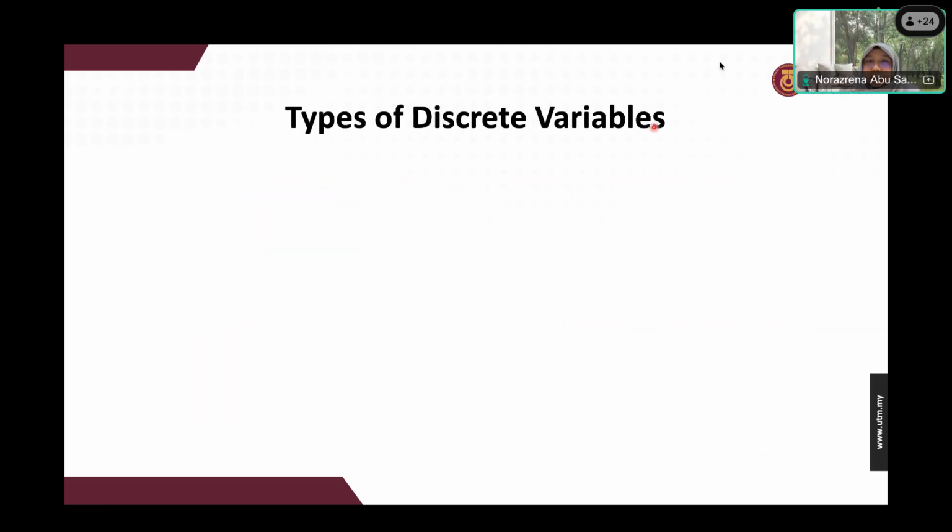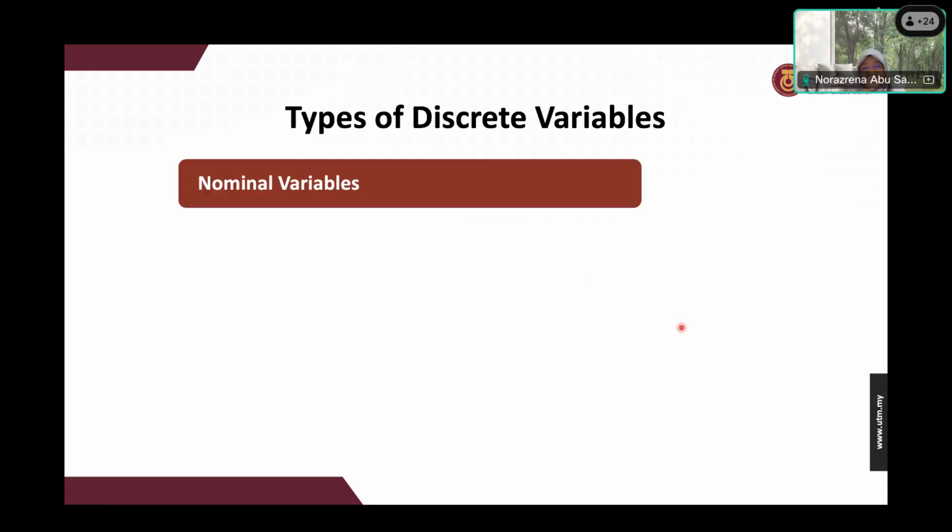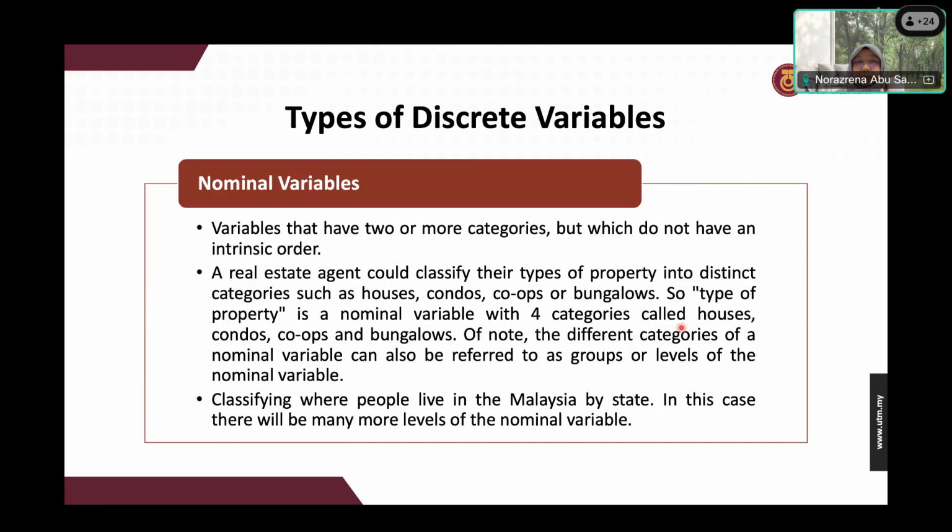Okay, this is types of discrete variables. There are two types of discrete variables. The first one is nominal. Nominal, just like its name, names. We name it blue, green, yellow, that's for colors. Or the country: Malaysia, India, Singapore, China. We cannot sort it. We cannot say that Malaysia is better than Singapore or another country. So that's nominal. We cannot sort, we just name it.